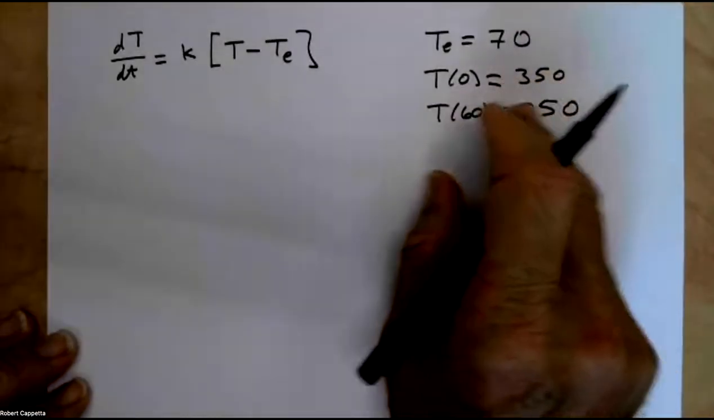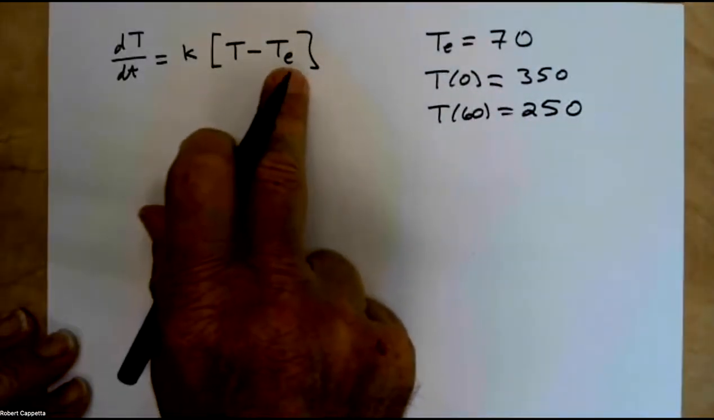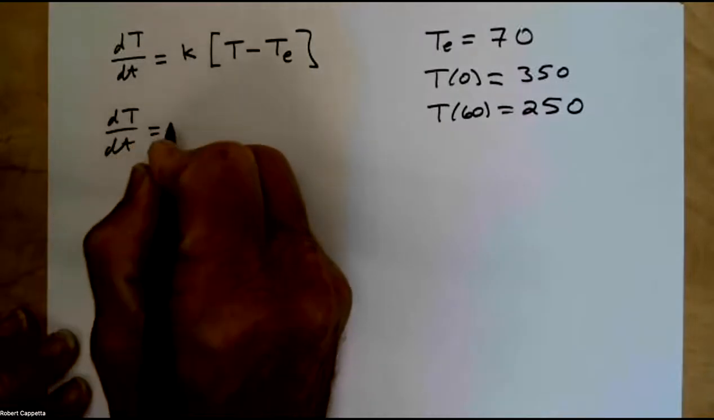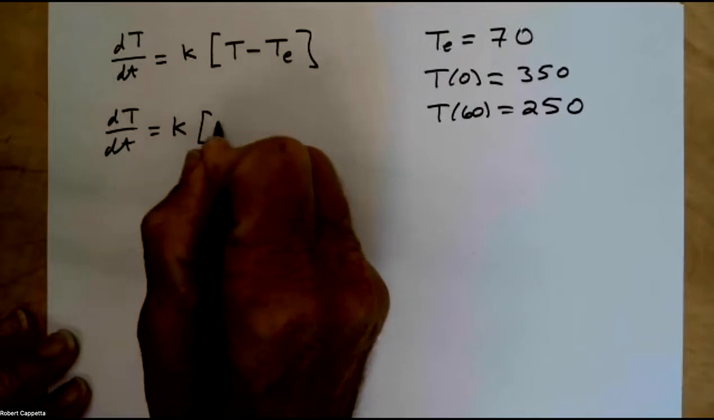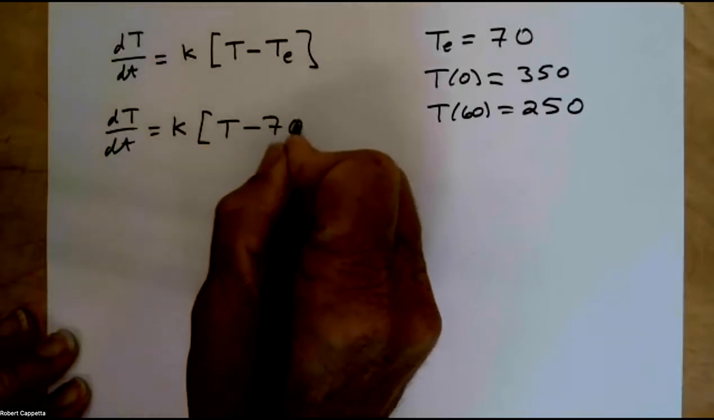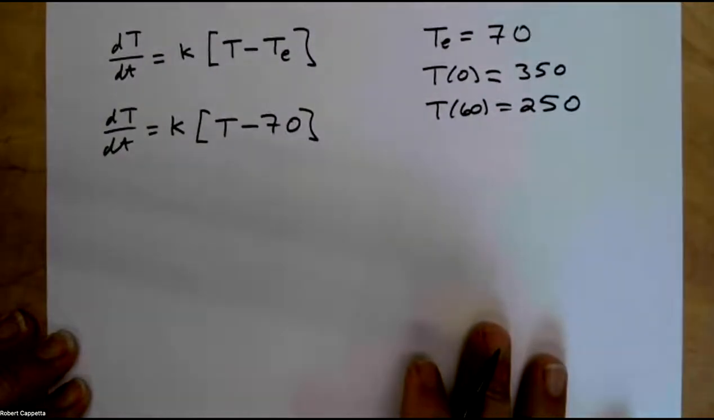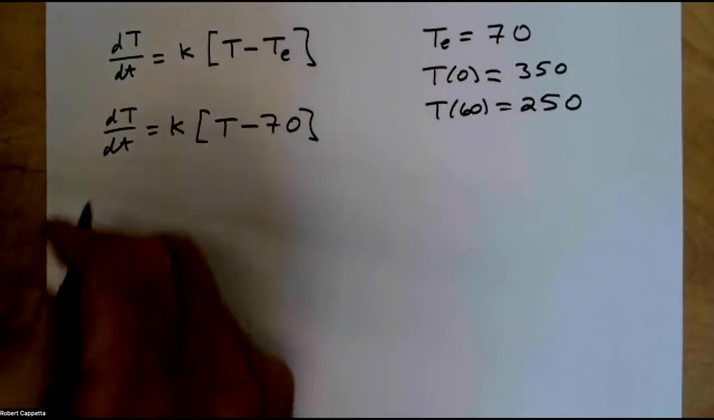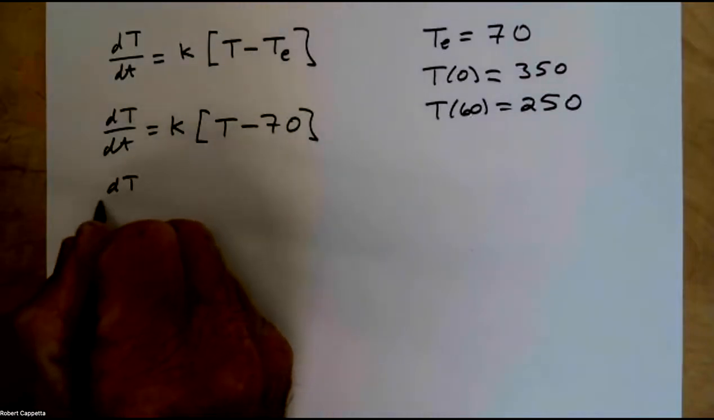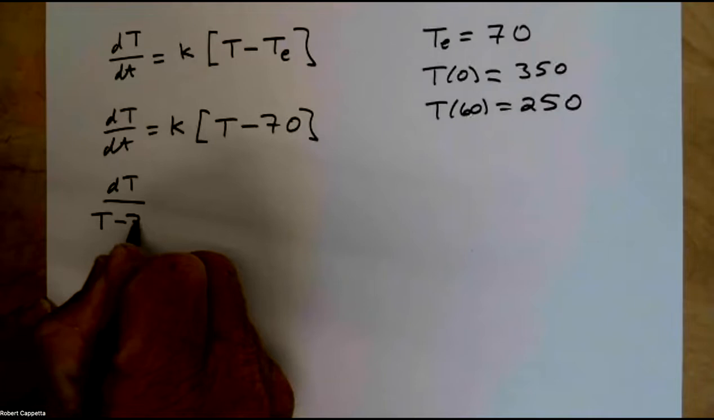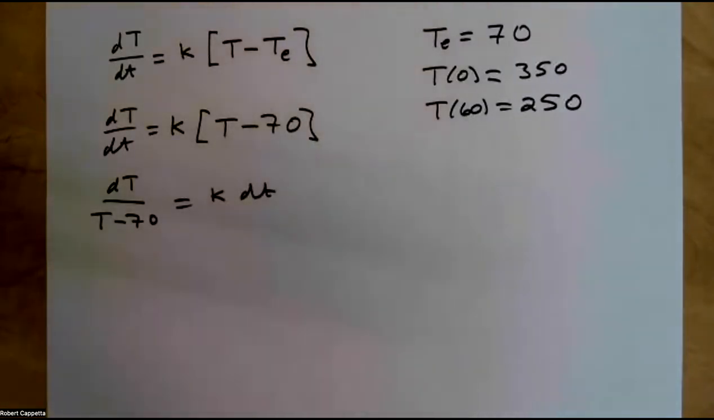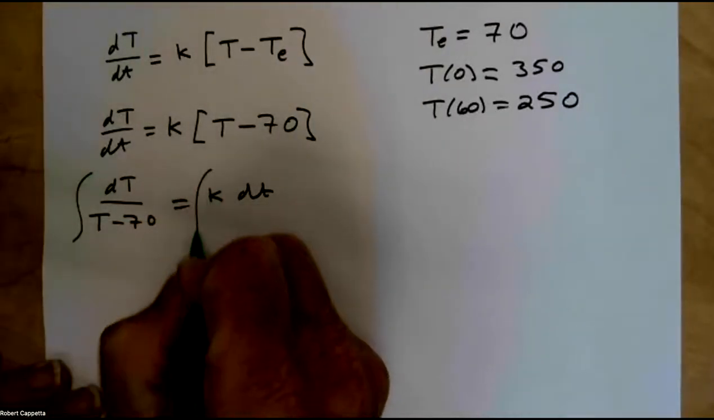So first up is to recognize that the external temperature is 70 degrees. Let's replace T_E with 70. So dT is k times T minus 70. And we hope this is a separable differential equation. Let's try to get all the big T's on one side and all the little t's on the other. And we get here the integral of dT over T minus 70 is the integral of k dt.